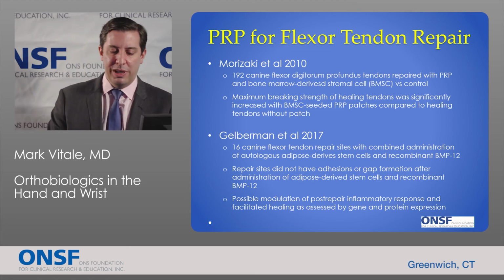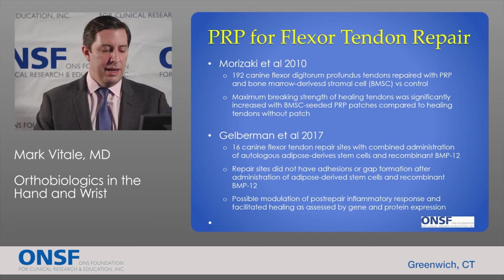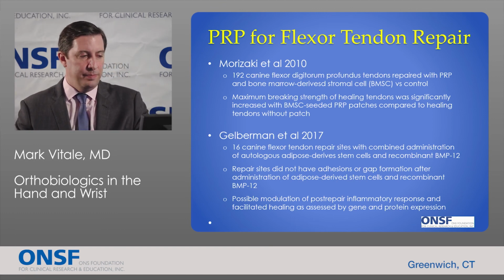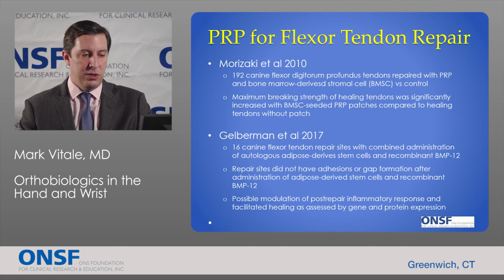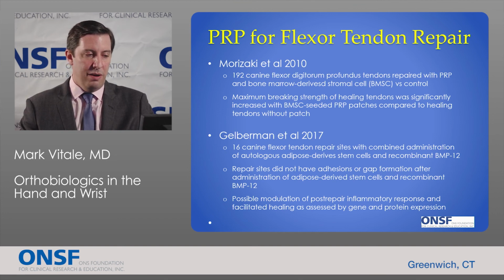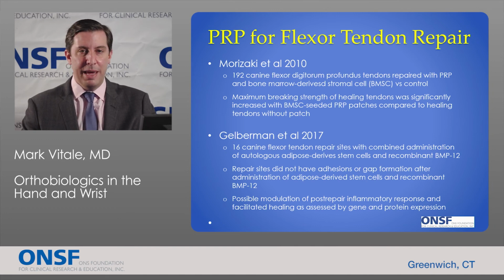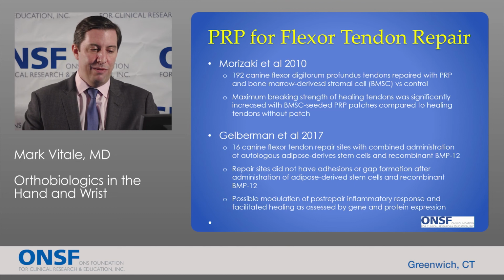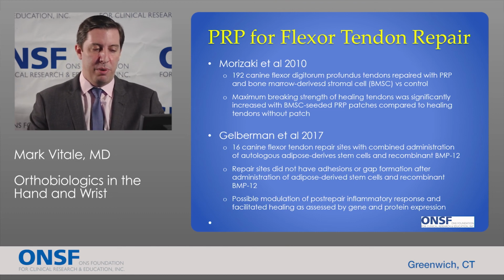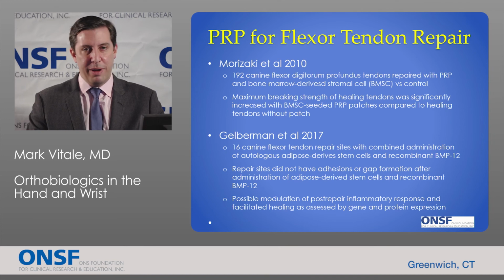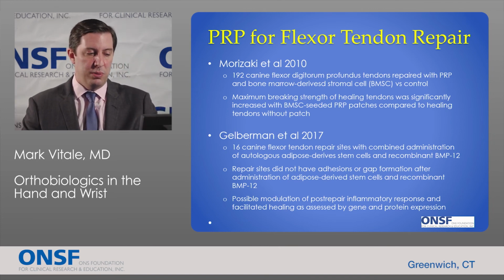And lastly, Dr. Gelberman and colleagues out of the University of Washington in 2017 published a study looking at another canine model of 16 flexor tendon repair sites combined with administration of adipose-derived stem cells and recombinant BMP12. They found that the repair sites did not have adhesions or gap formations after this preparation of stem cells and BMP12, and there was possible modulation of post-repair inflammatory response and possible facilitation of healing, which was assessed by gene and protein expression. Again, we don't have a lot of great evidence for the use of PRP in flexor tendon repair, and it's all in animal models, but perhaps there's some promise.